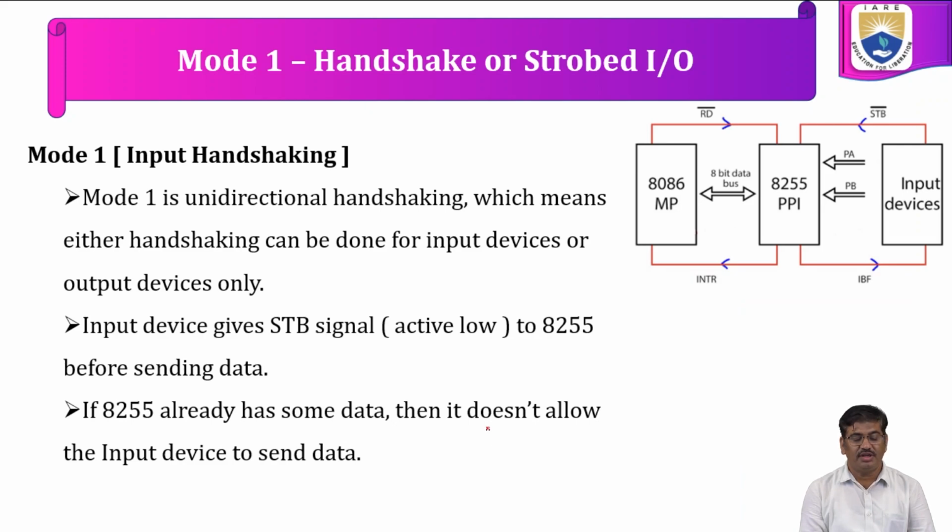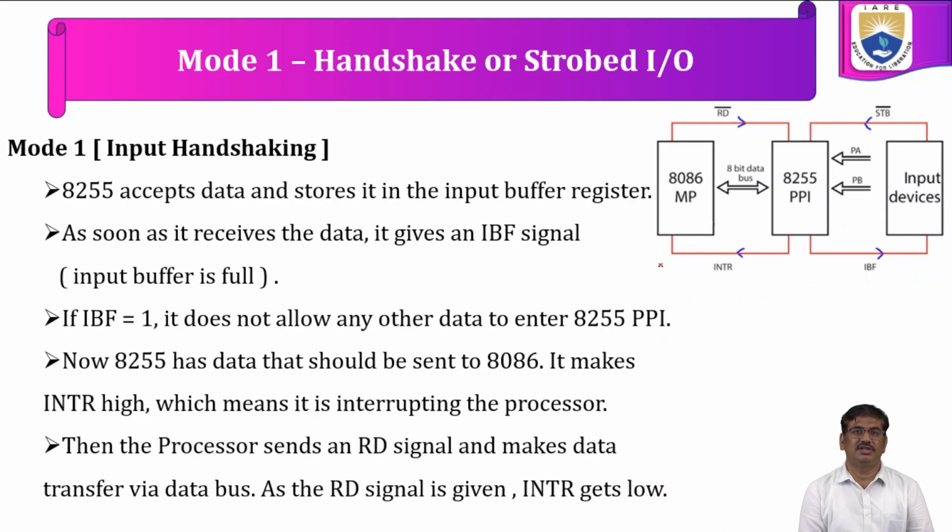If you are using mode 1 in input handshaking, then between the input device and the 8086 processor, we have a few handshake signals apart from the data transaction. The various signals here are IBF, which is input buffer full. Next we have the strobe signal, which goes from the IO device to the 8255. Once this strobe signal is generated, the interrupt is generated.